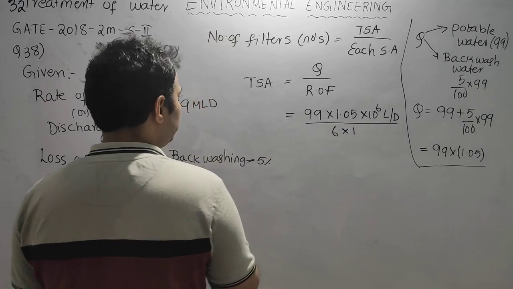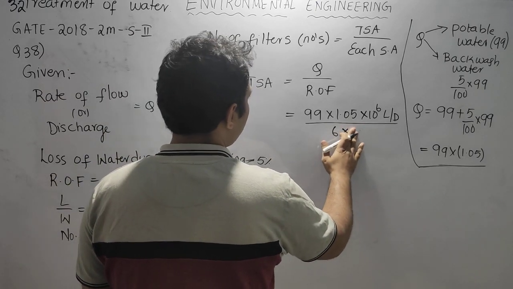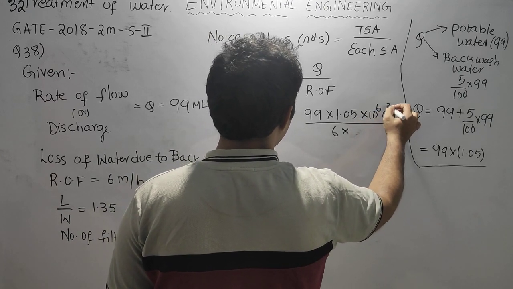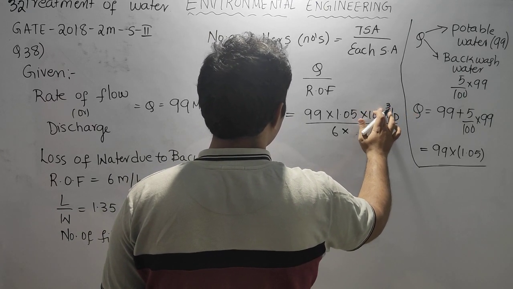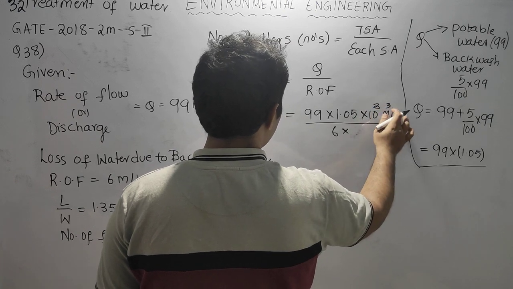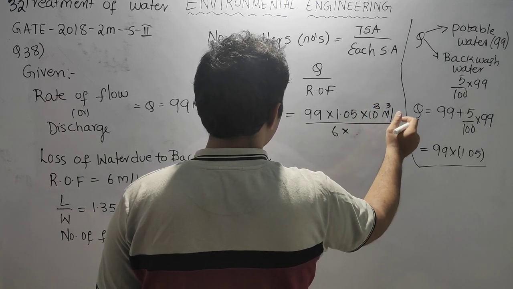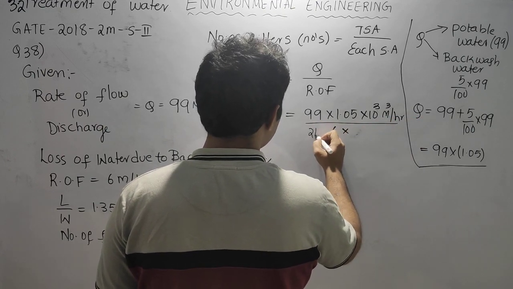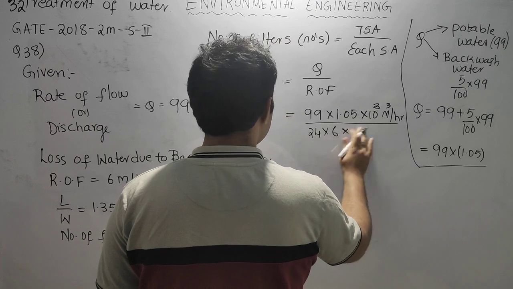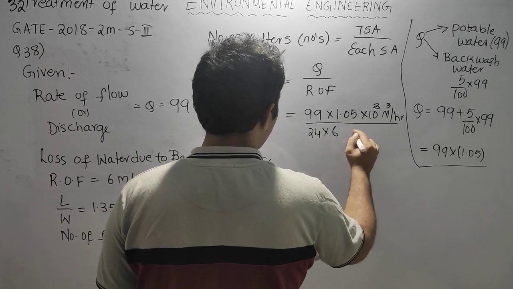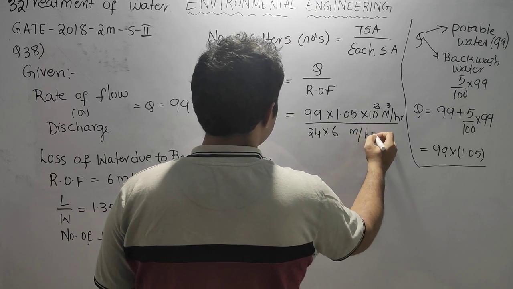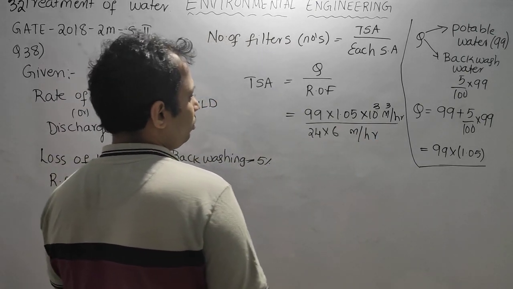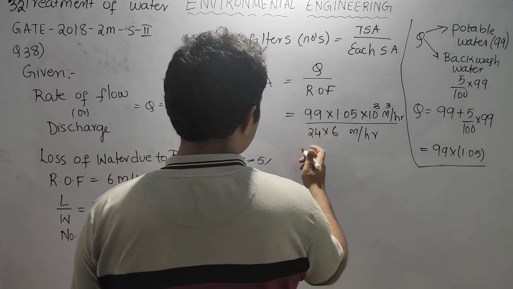We cannot convert this into liter, so let us convert this into meter cube. If you convert this into meter cube, then it will become 10 to the power of 3. And if you convert this into number of hours, it will be divided by 24. 24 into 6 is in meter per day now; 6 is meter per hour. Now if you solve this, we will get the meter square value.